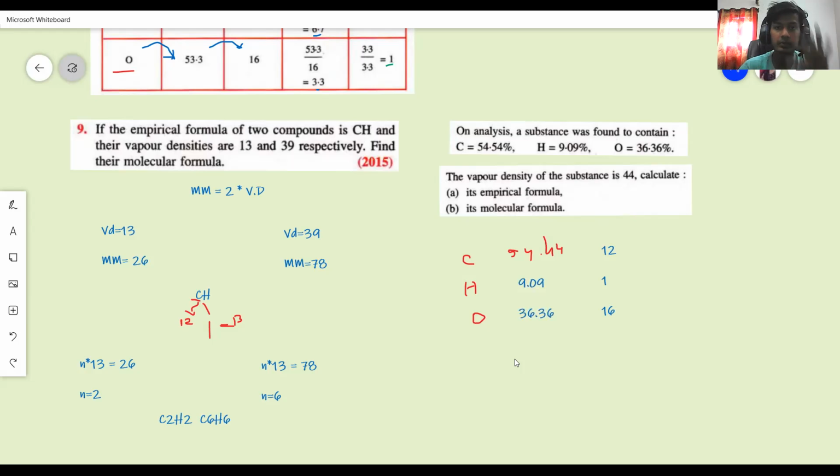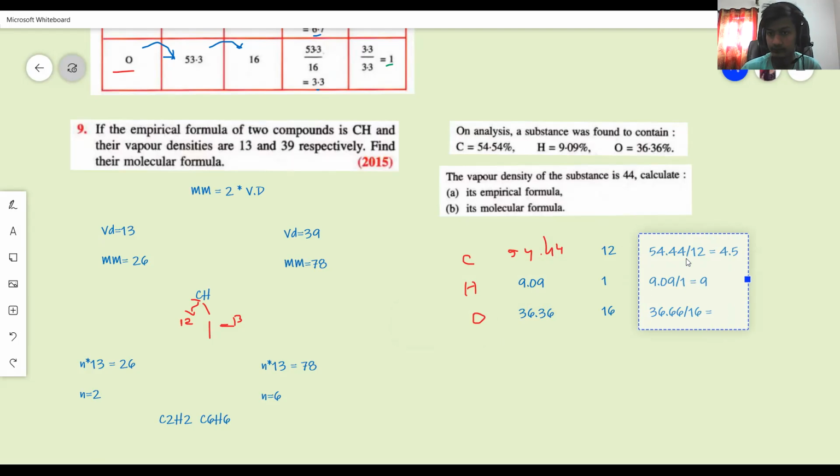In the next step, we just divide the percentage by the mass given. So we'll do 54.54 divided by 12, 9.09 divided by 1, and 36.36 divided by 16, right? So now we have to calculate this. 54.54 by 12 will give approximately 4.5.